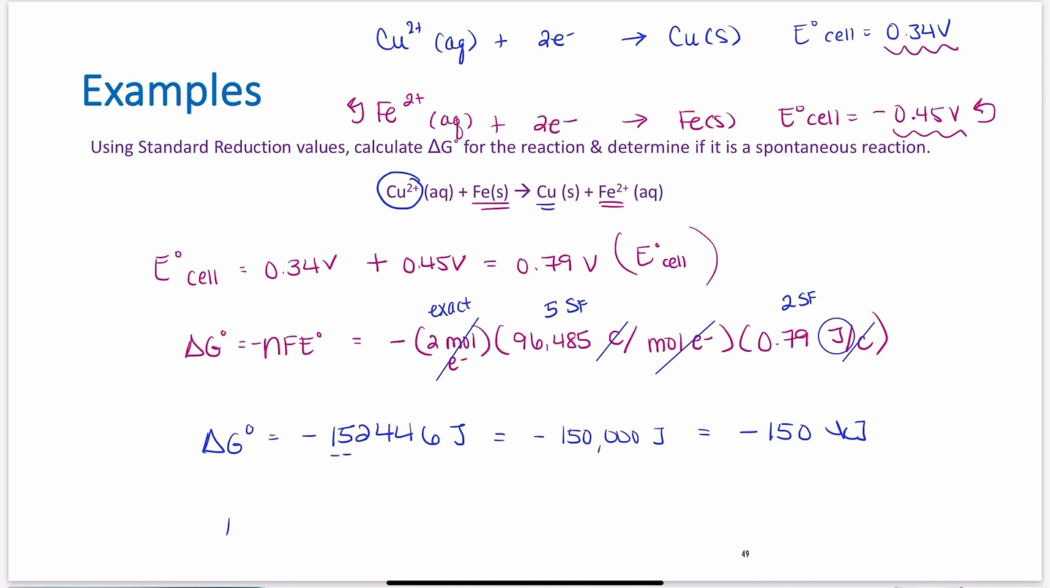I'm then going to ask, is this reaction spontaneous? By the way I've written it, it should be, right? Because I've shown by the cell potential that the more positive potential is the one being reduced. But also by delta G, I have just proven that yes, delta G is less than 0. So yes, the reaction is spontaneous. So I've proven it by math as well.